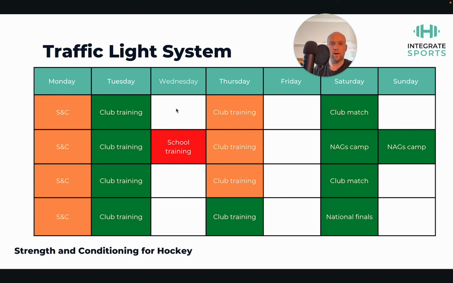So in terms of a hierarchy, the green sessions are absolute priorities. Oranges can be shifted around a little bit, modified. Red's the first thing to go. So you'll notice that week 2 is our most important week of the whole cycle because it's a NAGS selection camp. There's a school training session, which is a red session, so that's definitely going to go because we want to be as fresh as possible. This is going to be our deload week because we want to be going into the NAGS camp feeling nice and fresh so we can perform at our best for selection.